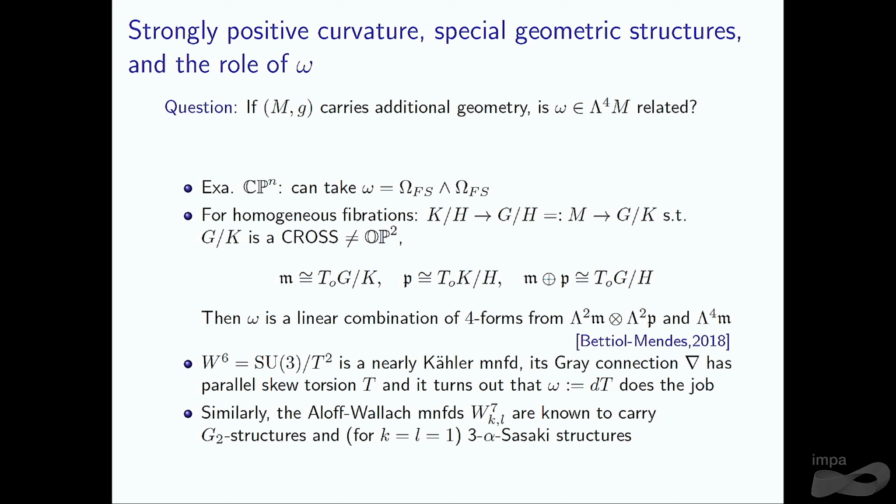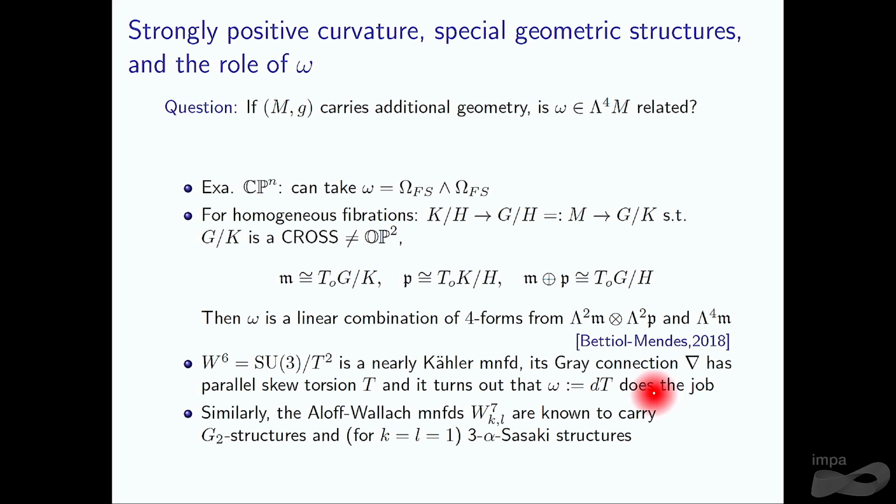Okay, next step, we look at the nearly Kähler SU(3) over T² and see that the Gray connection, which is a metric connection with skew torsion, is actually parallel. It turns out that omega equals dT does the job, where T is exactly the torsion of the connection. So this gives us a hint, and that's the naive idea we would like to follow.